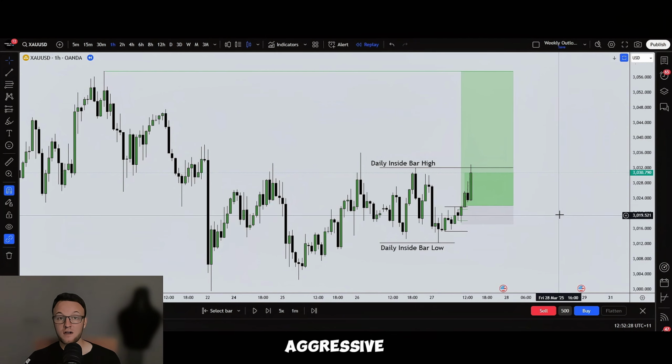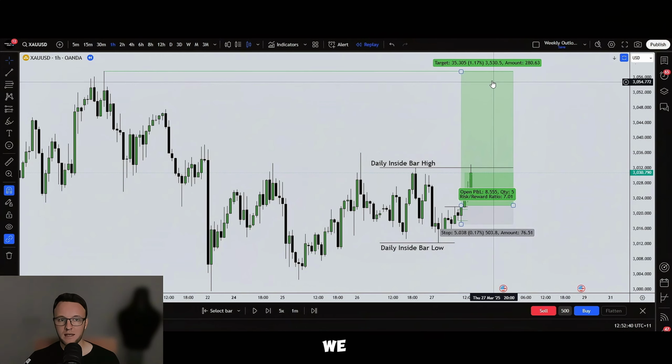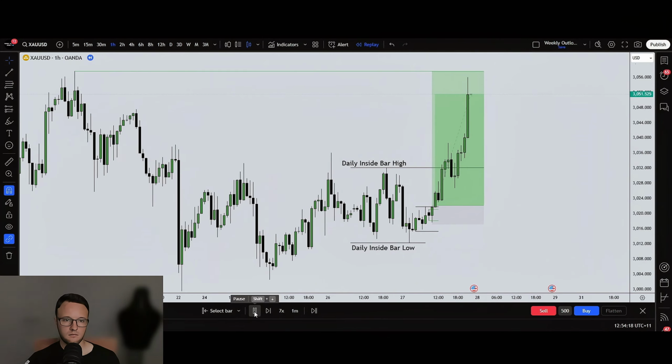And there is that aggressive volume coming in on the break of those 4-hour inside bar candle, just like we talked about previously. But now tapping into the daily, let's see if we can get even more aggressive volume coming in with the break of these highs to see if we can get that extended push to the upside.